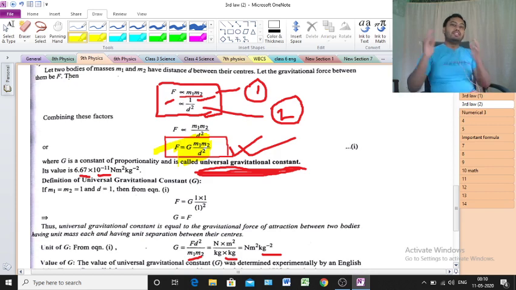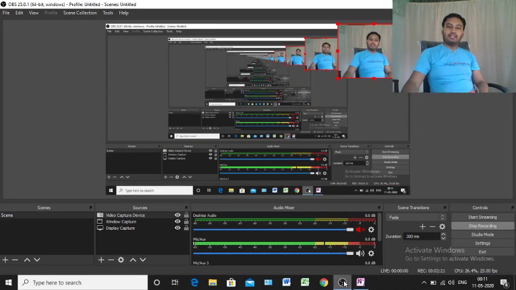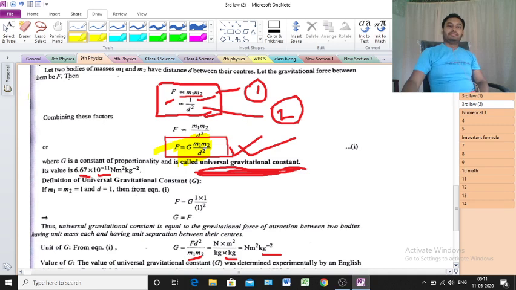So F equal to G m1 m2 by d square, where m1 is the mass of one body and m2 is the mass of the other body, and d is the distance between m1 and m2. Capital G is the constant. What is the name of the constant? Universal gravitational constant.